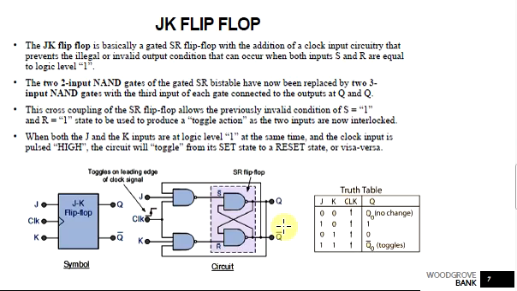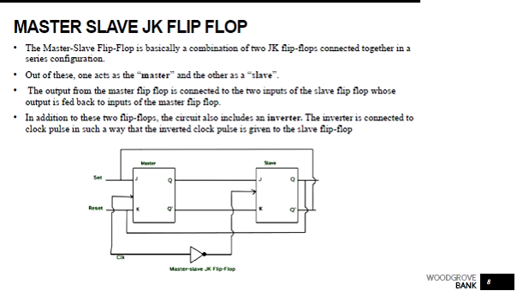So in order to avoid these race around conditions, we introduce another concept called the master slave JK flip-flop. The master slave flip-flop is basically two gated SR flip-flops connected together in series configuration, with the slave having an inverted clock pulse. The outputs Q and Q bar from the slave flip-flop are fed back to the input of the master. So this is the master JK flip-flop and this is the slave flip-flop.